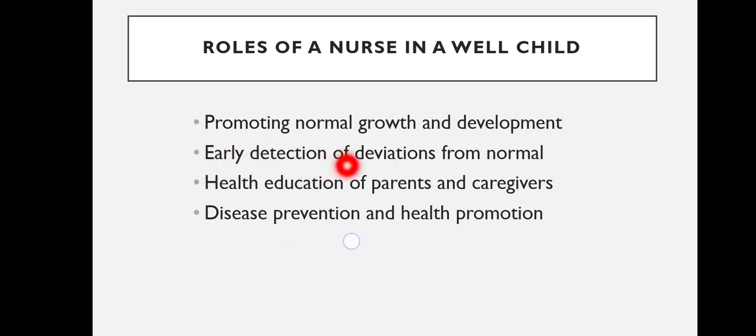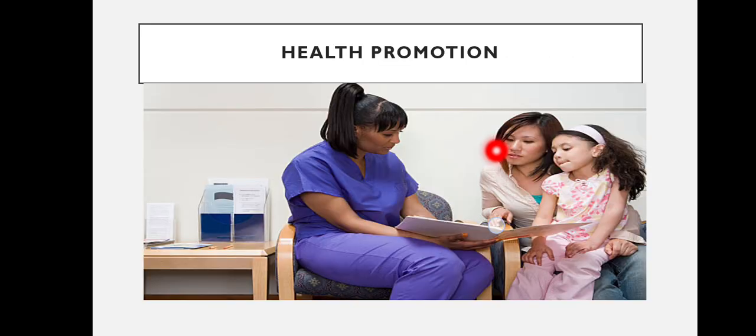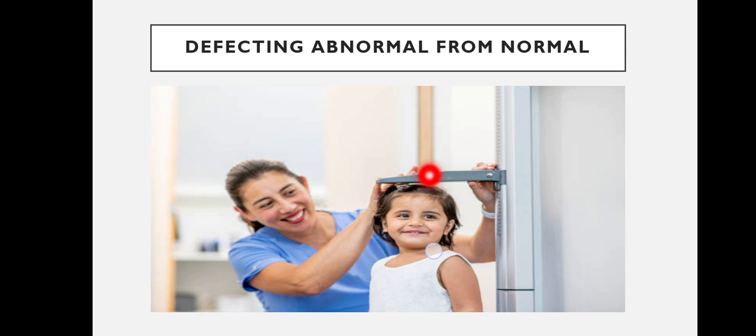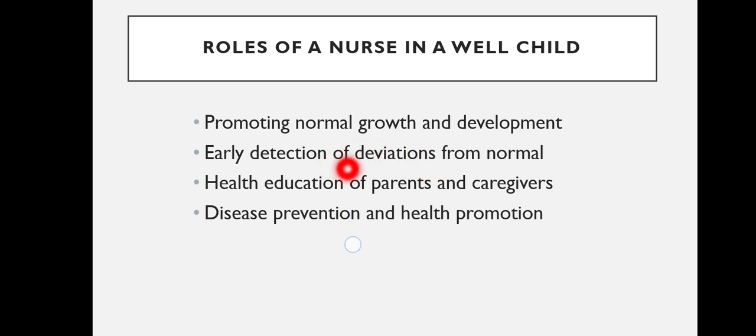Early detection of deviations from normal. Just like in the slide I was showing you, you can actually measure the height of the child and calculate their BMI. You measure the height and the weight of the child to calculate BMI. It's going to give you the body mass index. You can tell if the child is obese or if the child is not growing so well. You can even measure the mid upper arm circumference. You get the mark and determine if the child is really well nourished or not. Is he getting nutritious food or not? So that one you detect the deviations from normal.